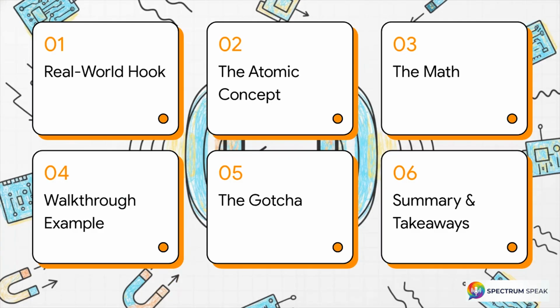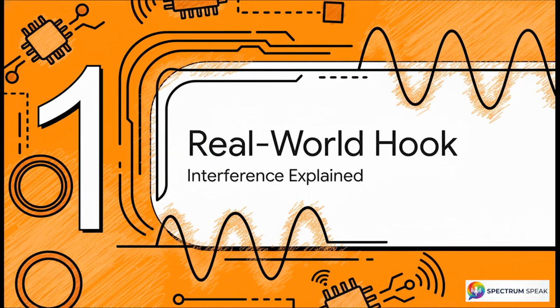To give you a quick roadmap of how we'll break this down, we're going to start with a real-world hook so you can see exactly why this matters. Then, we'll cover the atomic concept, walk through the actual math step by step, tackle a concrete example problem, look at a massive gotcha that trips up tons of engineers, and wrap up with the key takeaways. Okay, first up, the real-world hook.